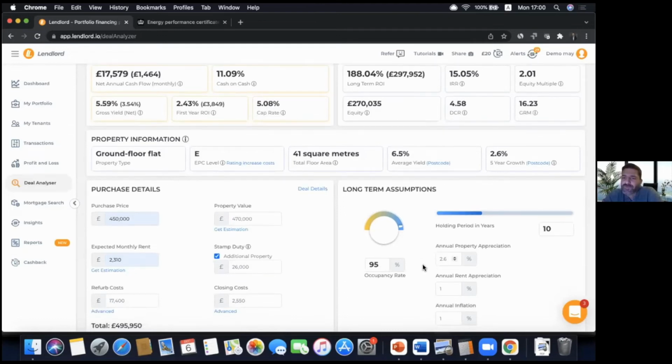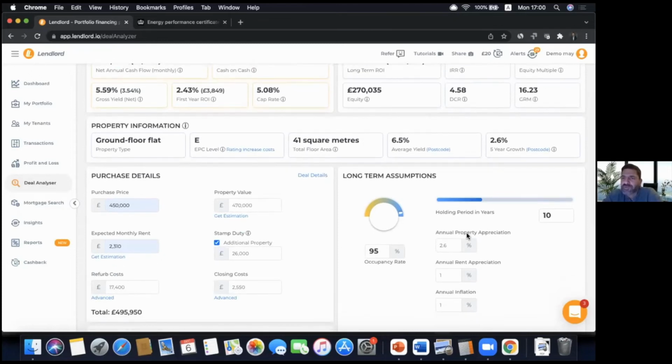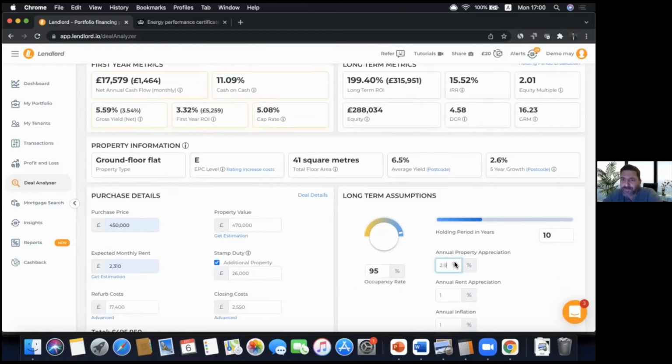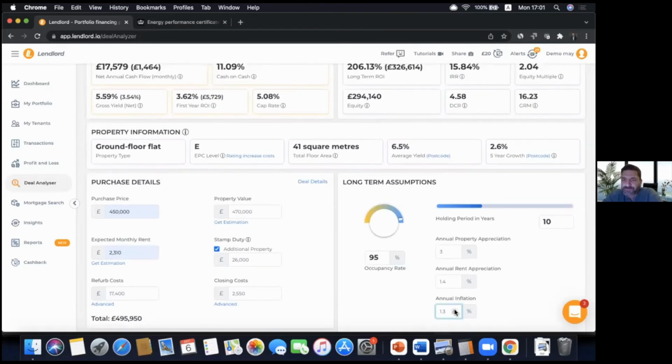Then you need to put some assumptions for the long term. So what is your expectation for the property appreciation over the years? We automatically take the default from the postcode's five-year growth. But of course, you can change this number and see how it impacts your long-term metrics. The same for rent appreciation, if you're expecting any rent increases over the years, and also the inflation that will impact the expenses side of your property business over the years.